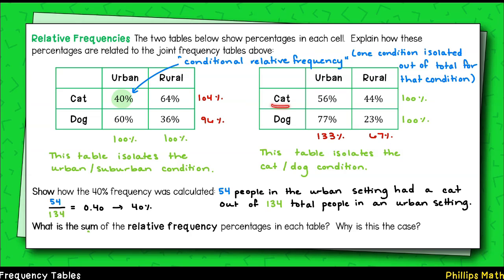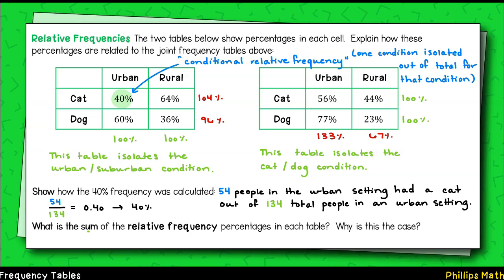Over on the right, we're isolating the cat and dog condition. Notice this time the rows add up to 100% at the margin and not the columns. This time we are saying that 56% of cat owners live in an urban setting and 44% of cat owners live in a rural setting. For dog owners, 77% live in an urban city while 23% of dog owners live in the country.